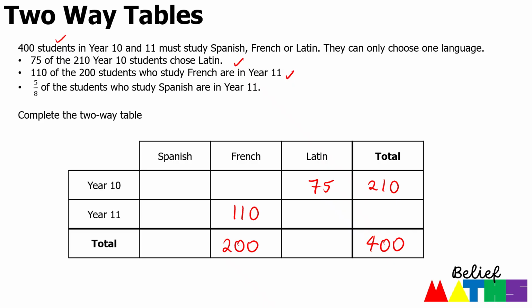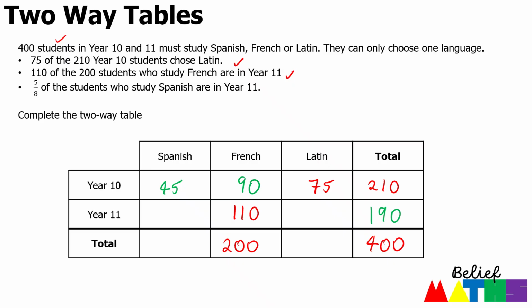So now let's figure out some of the information we can. We've got this gap here, so we can do 400 take away 210, and that gives us 190 students in year 11. We can also see that with French there were 200 students, 110 of them are in year 11, so that means there's 90 of them in year 10. That then allows us to figure out year 10 Spanish now. So we can do 210 minus the 75 and the 90, and that gives us 45 students. And again, I've put the red in because that was the information that was given to us in the table. The green is then what we're working out.